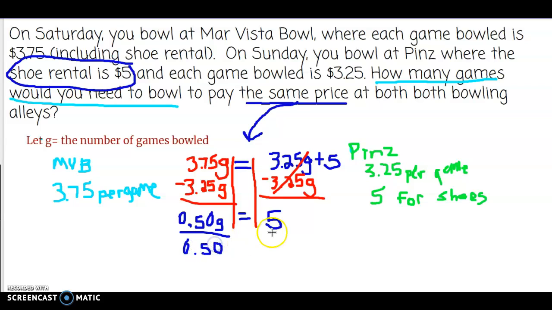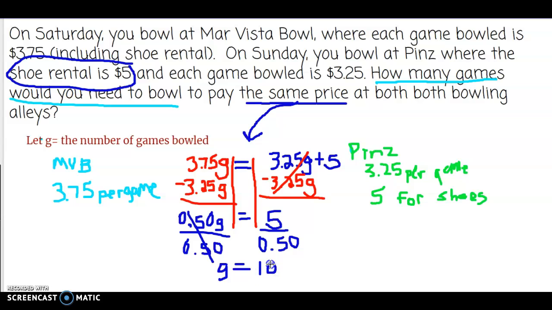And now I'm trying to find the number of g's, or how many games, so I have to have the g here by itself. That's why I'm doing the opposite operation of division. And I'm going to go ahead and do the same thing on this side as well. These are a form of 1. So I'm left with g is equal to, and on your calculator, you can put 5 divided by 0.50, and the answer is 10.